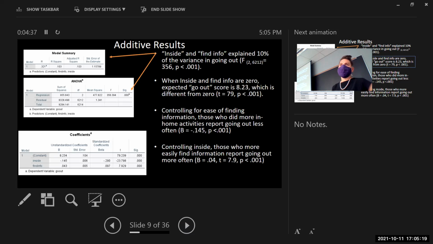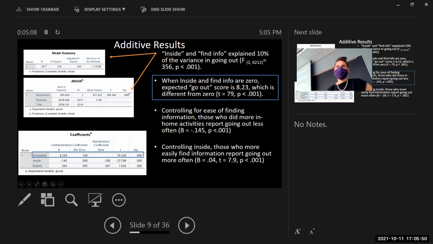So here are my additive results. I have done this in a regression model, but it will look very similar within the GLM model. So for inside and find info, we're explaining about 10% of the variance. There's our R squared. This is a significant proportion of the variance. We're doing a good job reducing the error in our model. We can interpret the intercept like this: when inside and find info are 0, our expected go out score is 8.